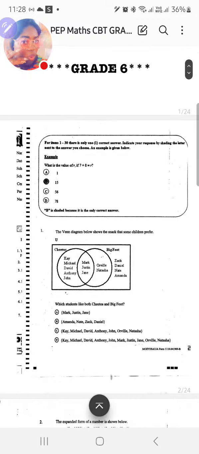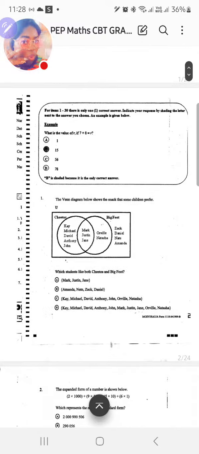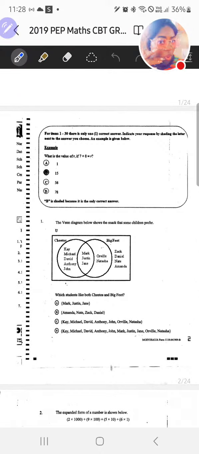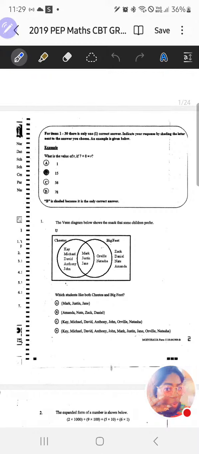So the instruction says that for items 1 to 30, there will be one correct answer. And you will indicate this correct answer by shading the letter to the answer that you choose, just like this example here.